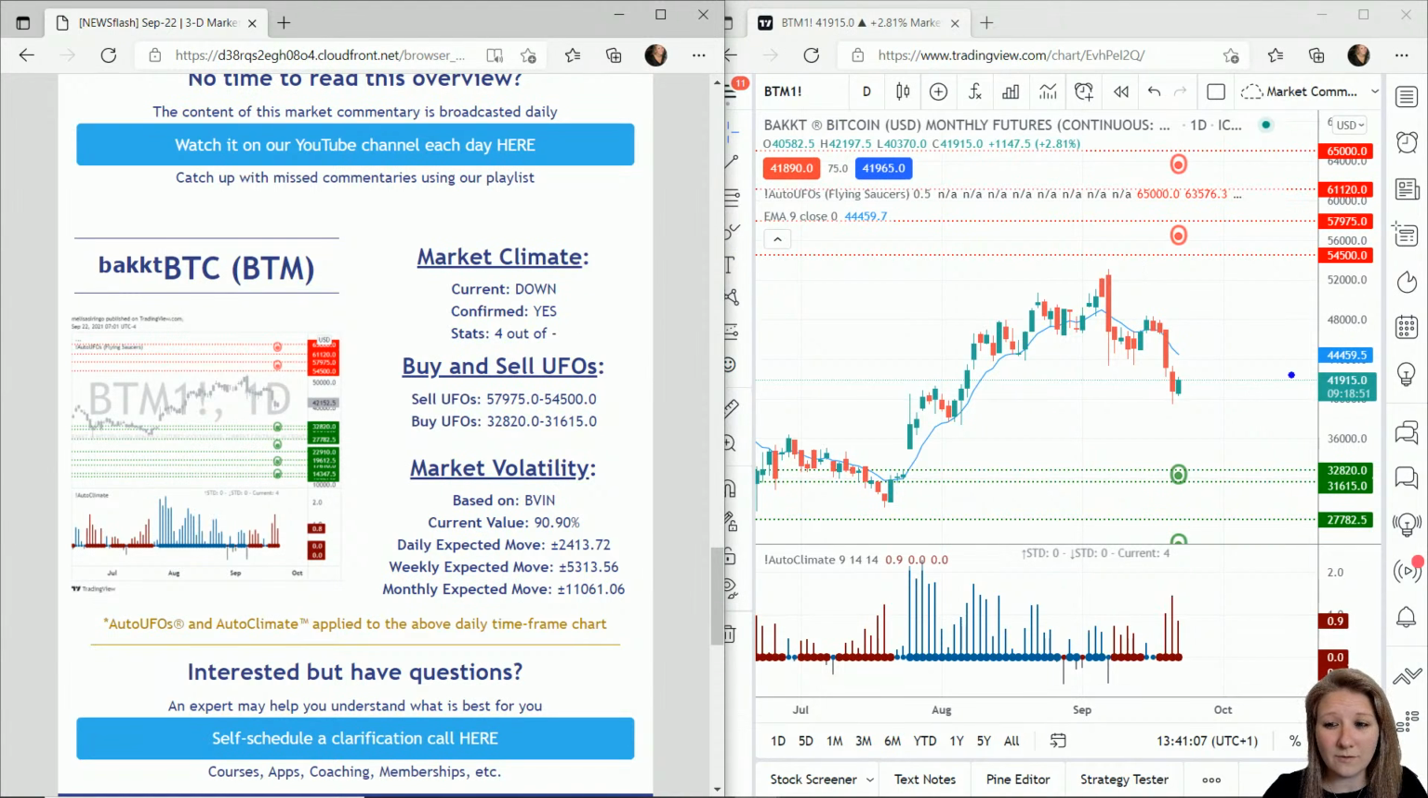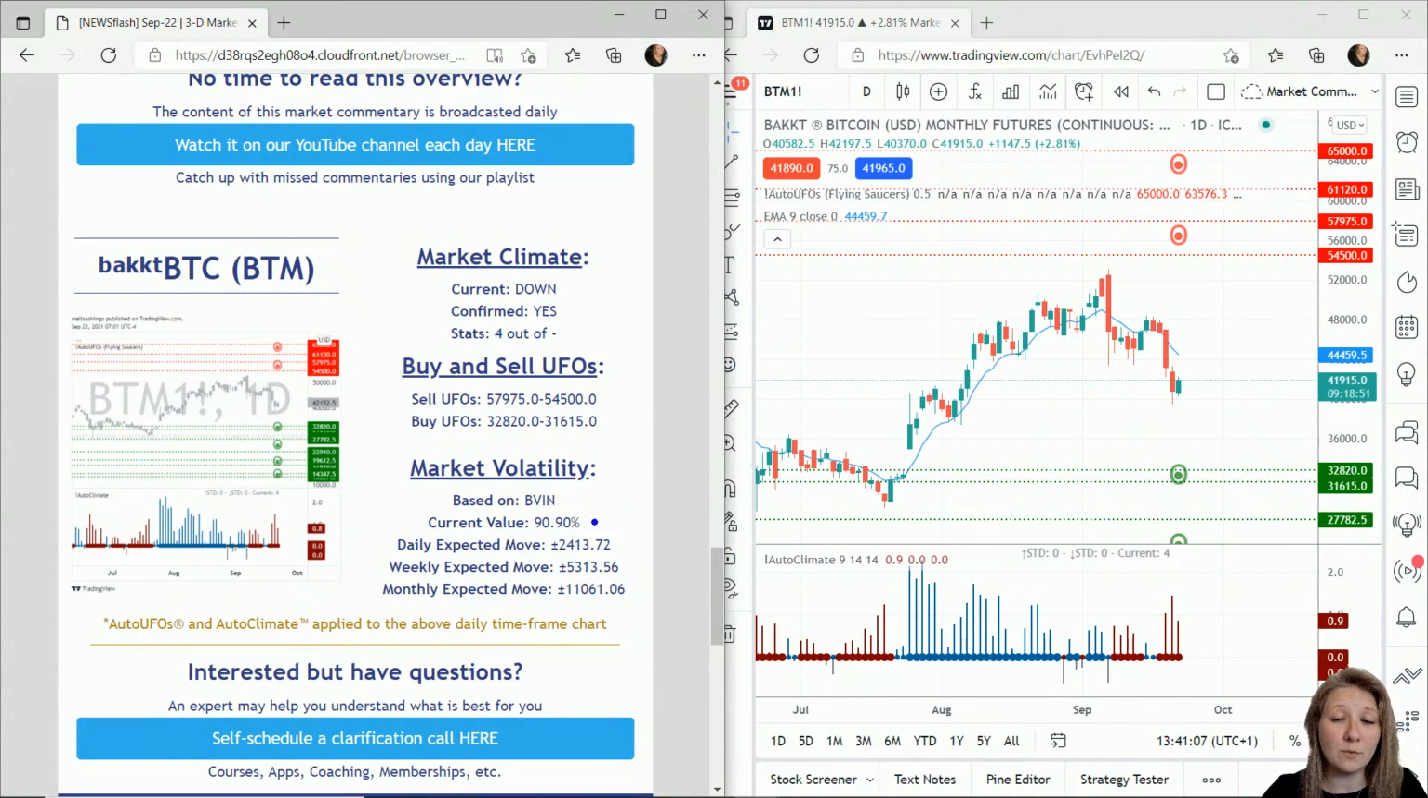Now we're kind of in the middle of nowhere when it comes to orders. So we're here, that's the price right now. We have buy orders all the way down here at 32,820 to 31,615, and we're at 41,915. So really slap bang in the middle between our buy and sell orders. Not close enough to either stack of them for them to have any impact today. Overall, it's the climate that's giving us the slight probability down with Bitcoin.